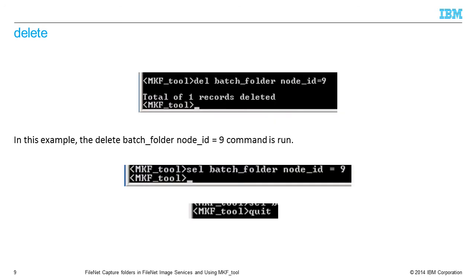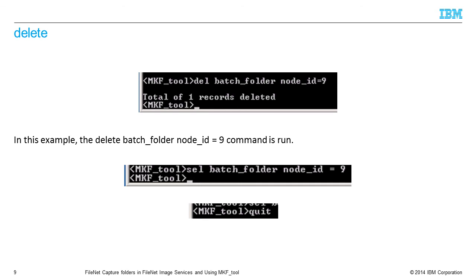Slide 9. Once everything is ready, you run the delete command. This command is identical to the previous select command, but using delete instead of select. The command parameters are the table named batch folder and the node ID equal to 9. As expected, a single record is deleted. Trying to select the same node ID gives no results since the previous command deleted this folder.